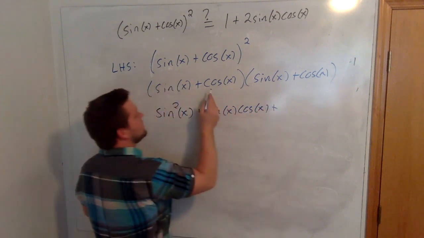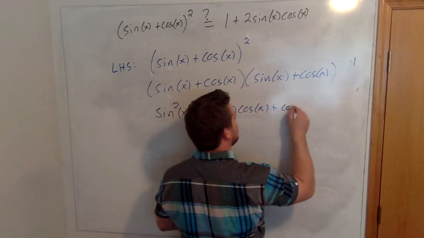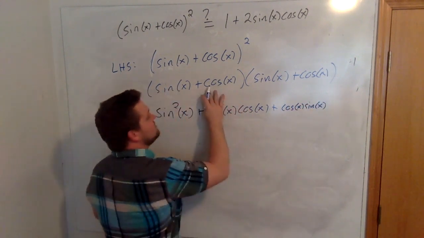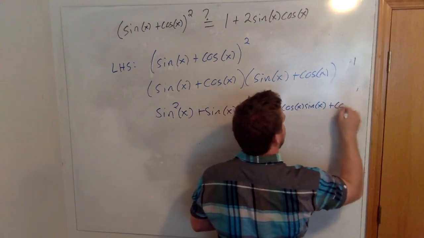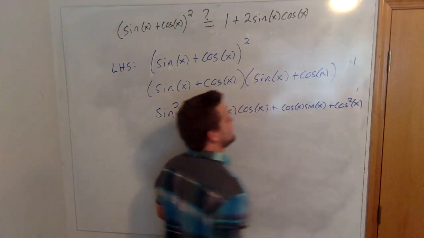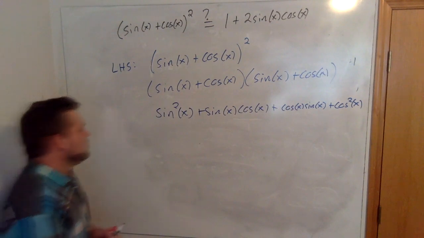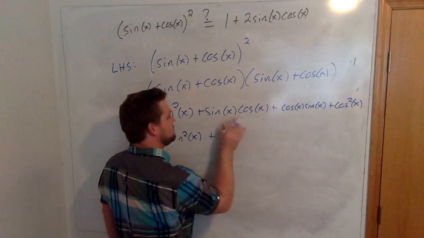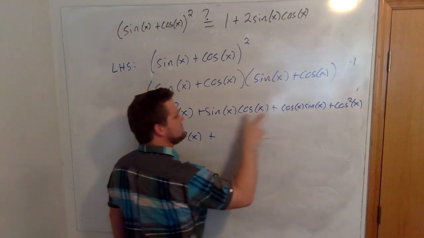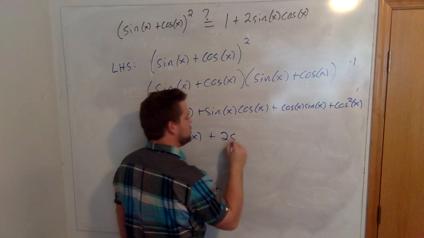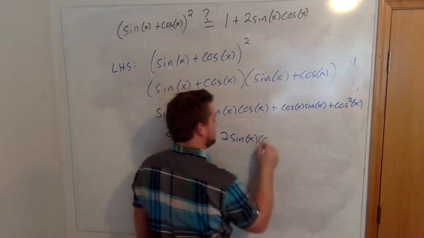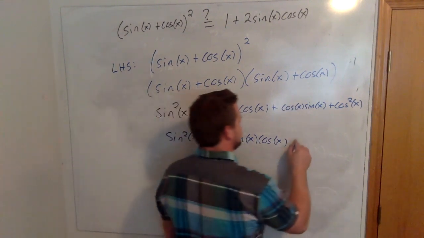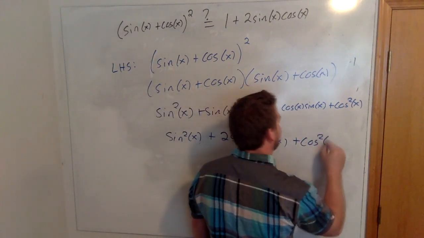Okay. And then we're going to get also a cosine of x times sine of x. Plus, we're going to get a cosine times a cosine, a cosine squared of x. So we have a sine squared of x plus, well, order of multiplication doesn't matter, so these are like terms. So we have 2 sine of x cosine of x, equivalent to writing 2 cosine of x times sine of x, plus a cosine squared of x.